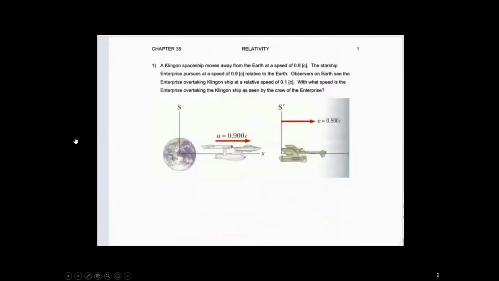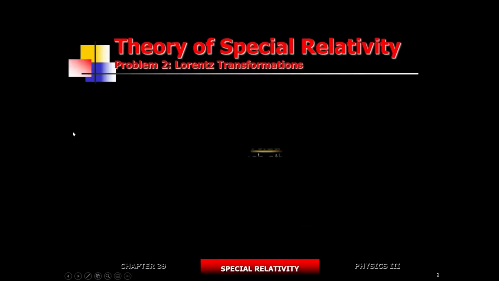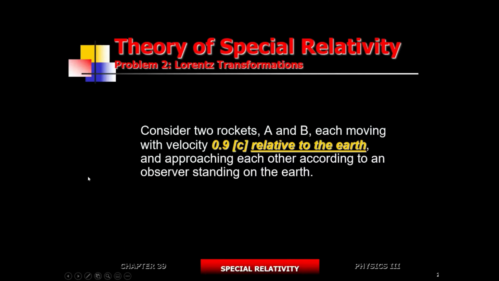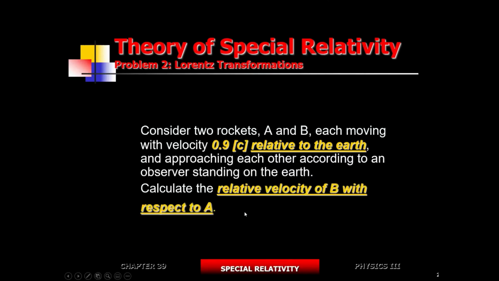You may have to practice identifying the terminology. Now we have a similar problem. We have two rockets, A and B, moving at 90% of the light speed relative to Earth. Both of them are moving relative to Earth, and they're moving towards each other. Calculate the relative velocity of B with respect to A. So we have two rockets moving towards each other at 90% of the light speed, and we figure out the velocity of B relative to A. That's what we will have to do.